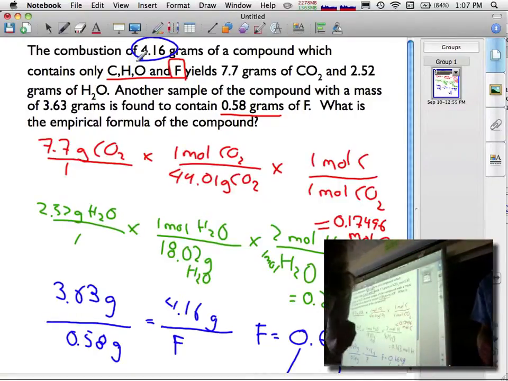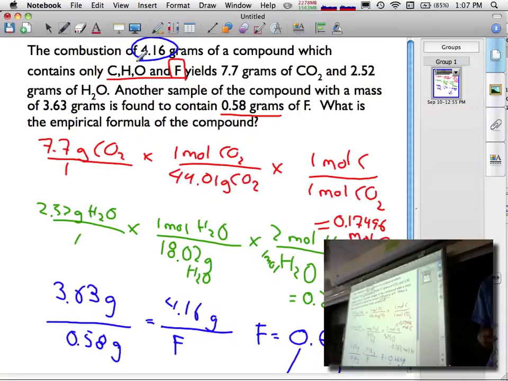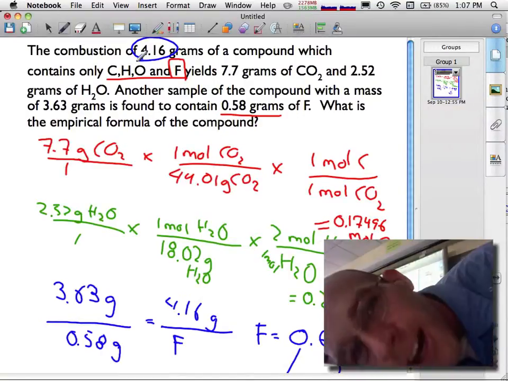Oxygen is in excess, so you can't find the exact amount of it because there's excess O's in CO2 and H2O.